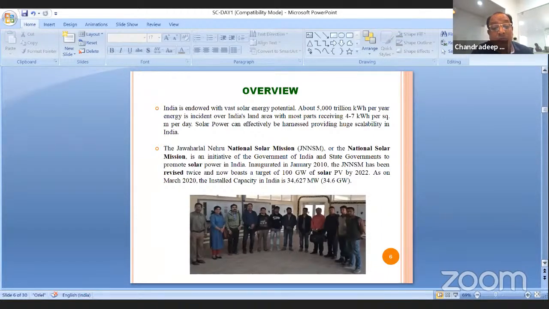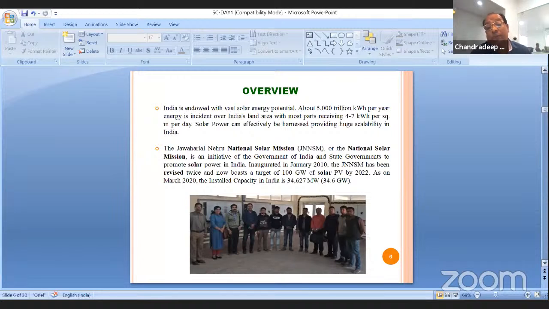So as of March 2020, the installed capacity was 34,627 megawatt. The revised data came just yesterday. It is 37,820 megawatt. That means 37.8 gigawatt power we are getting from solar. The prominent states, definitely Gujarat, Maharashtra, Rajasthan on the western front, and the southern states, where I am sitting, Telangana, Andhra Pradesh, Karnataka, Tamil Nadu. These seven states are doing extremely well in terms of installing and generating power in on-grid and off-grid mode.